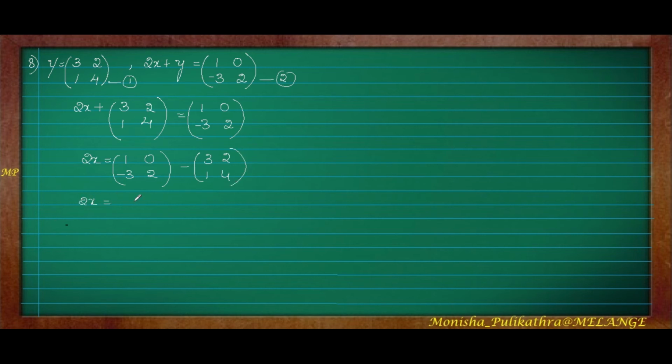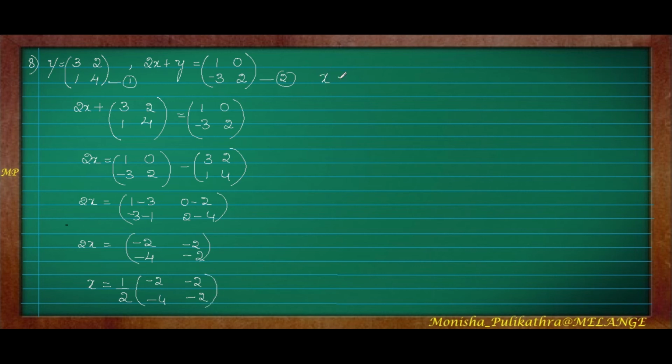So 2x is equal to 1 minus 3, 0 minus 2, minus 3 minus 1 and 2 minus 4. So 2x is equal to 1 minus 3 is minus 2, 0 minus 2 is again minus 2, minus 3 minus 1 is minus 4 and 2 minus 4 is minus 2. So next, since we need the value of x, we need to shift to this side. So it will become divided by [-2, -2, -4, -2].